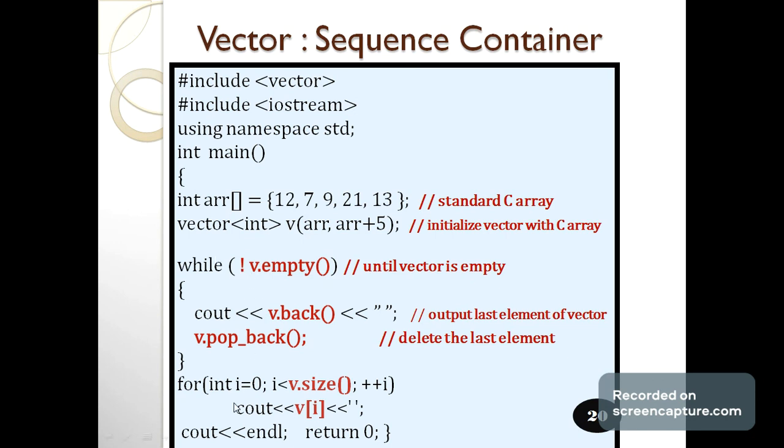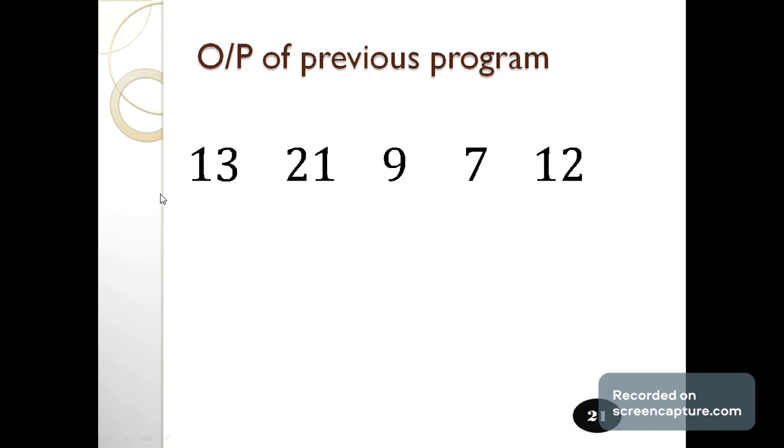After that I am writing for i is equal to 0, i less than v dot size. V dot size will now be how much? Since all the elements have been removed from the vector, it will give me 0. That is why this for loop will not give you anything, but just to demonstrate, we are seeing how to use the size function and how to directly access using v of i or v of 1, v of 2 and so on. So if you see the output of the program, you will get 13, 21, 9, 7, 12, but after that you are not getting anything because your vector has been emptied. All the elements have been removed from the vector.